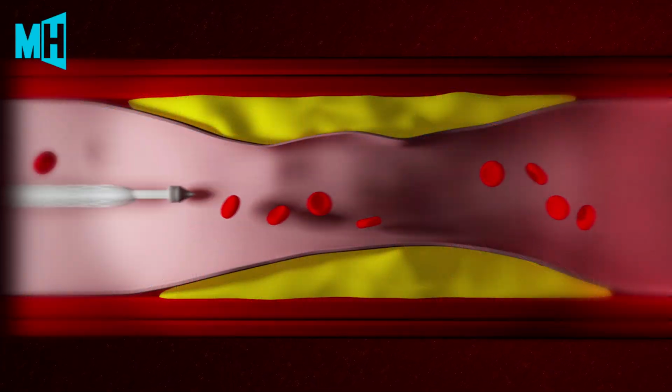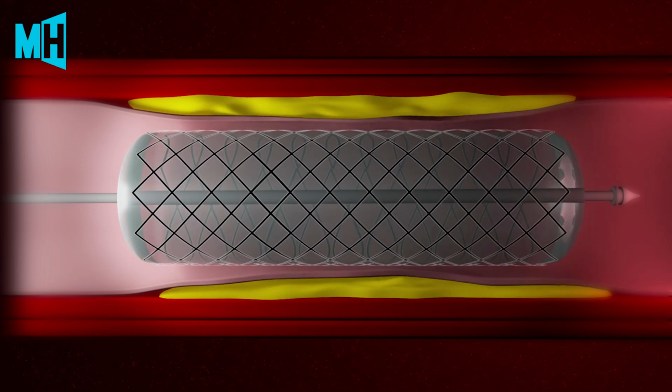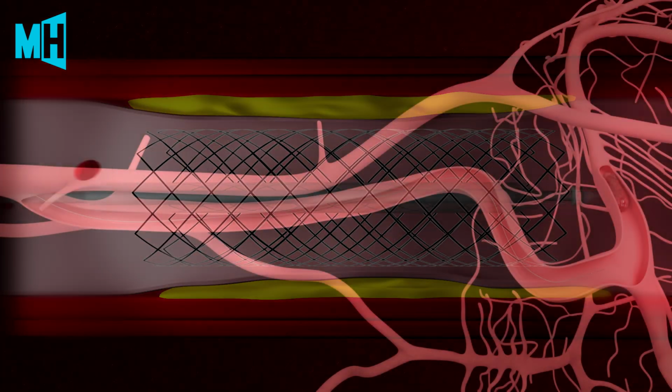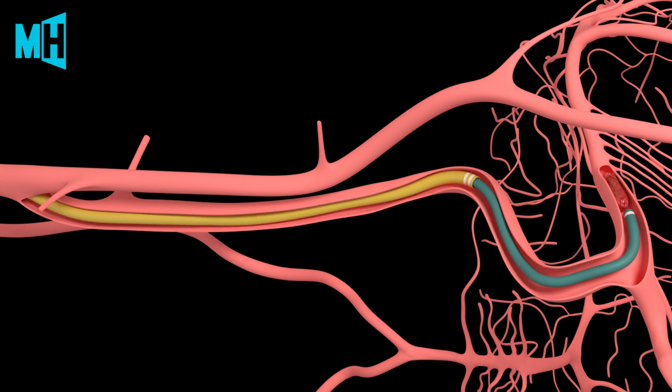A guide wire is threaded through the femoral artery into the aorta during the procedure. A catheter containing the stent graft is guided over the wire and positioned inside the aneurysm. Then the stent graft is opened, forming a stable channel for blood flow.